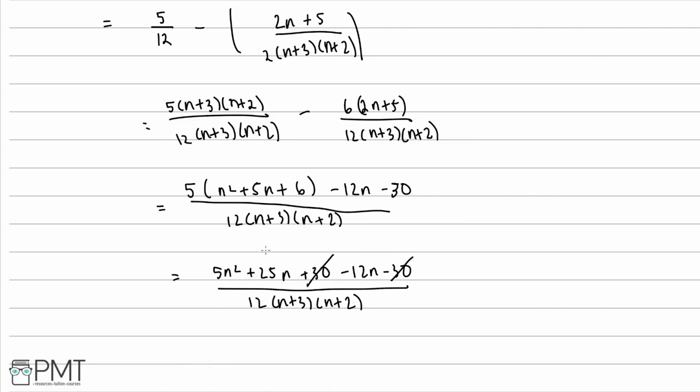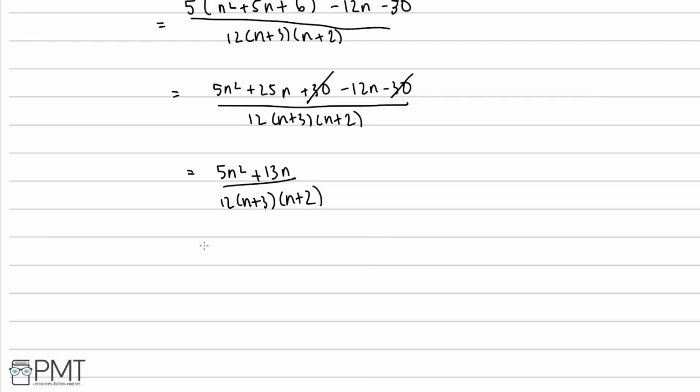So thus, this expression will be equal to (5n squared plus 13n) all over 12 times (n plus 3) times (n plus 2). And this expression will just be n times (5n plus 13) all over 12 times (n plus 3) times (n plus 2).